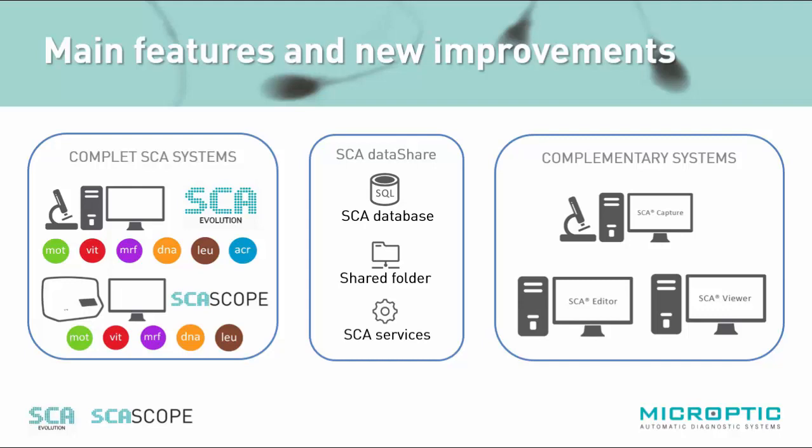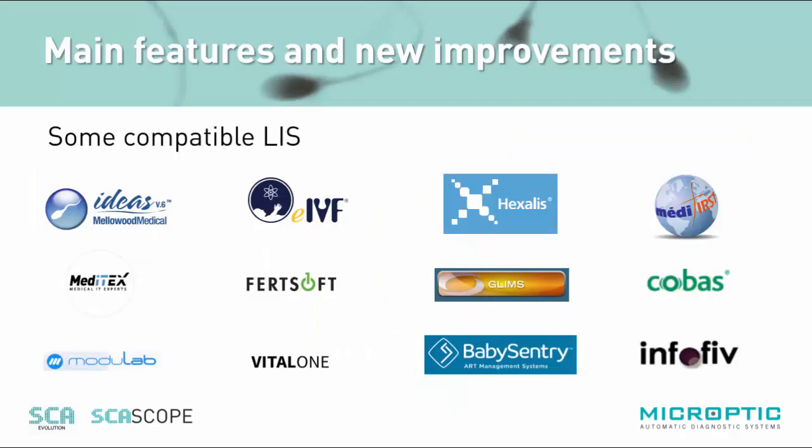And finally, we have an SCA service, for connecting to the laboratory information system. The laboratory information system will send the analysis to be done, the SCA systems do the analysis and send the results back to the laboratory information system. So in that case, everything is connected.